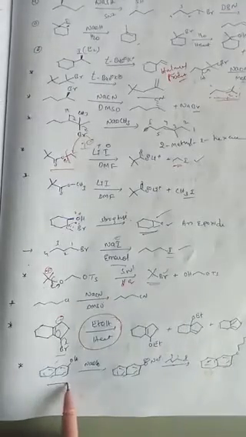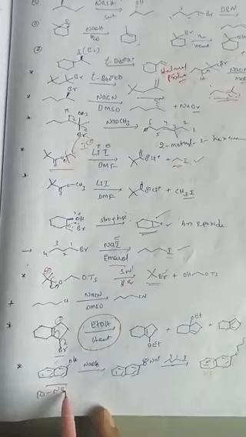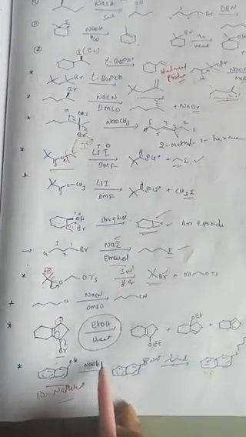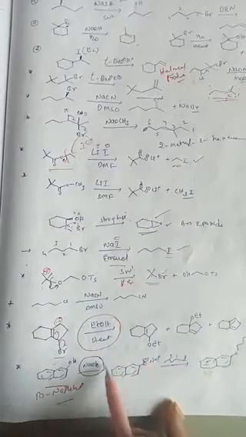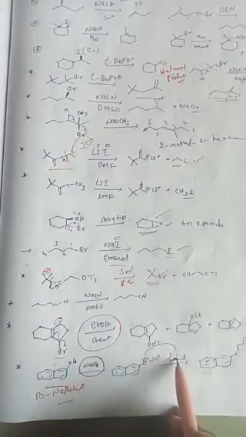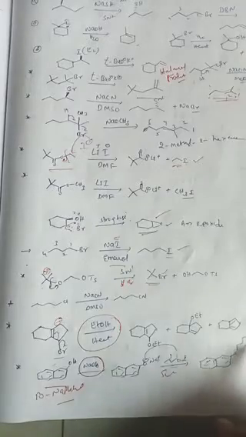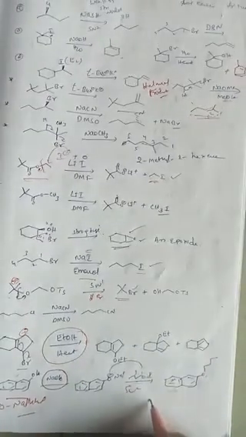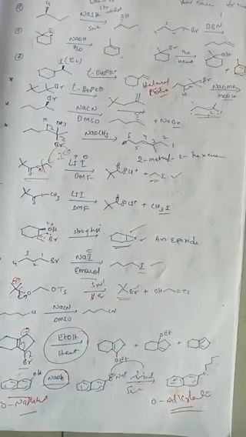Another one, this is called alpha and beta naphthol. Beta naphthol on reaction with sodium hydroxide can form sodium naphthoxide, and this one reacts in an SN2 reaction with iodobutane, so O-alkylation. So this is called the O-alkylated product. So O-alkylation products are expected.